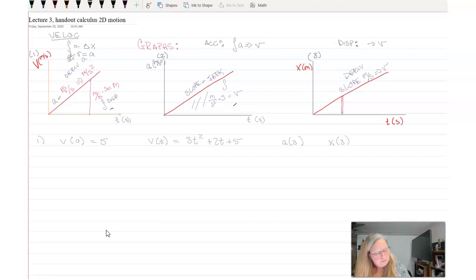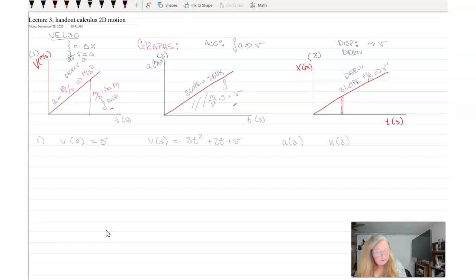So the derivative of position will give us velocity. And the integral of acceleration gives me velocity. Or I can look at velocity, which just kind of gives me everything. I can take the area under the curve, I can integrate to get my position, or I can take the derivative of it to get my acceleration.